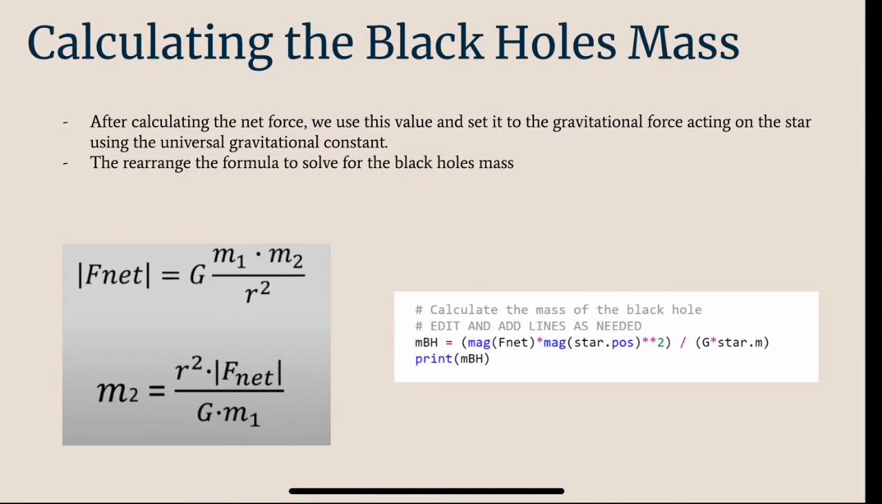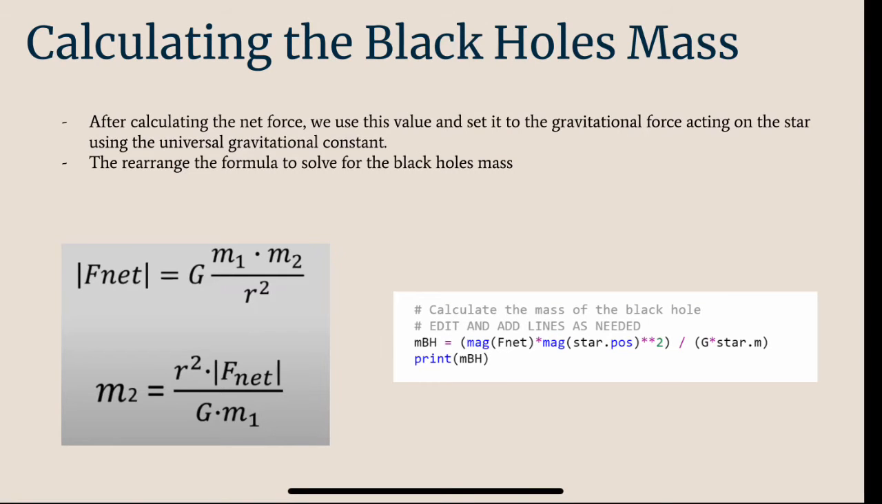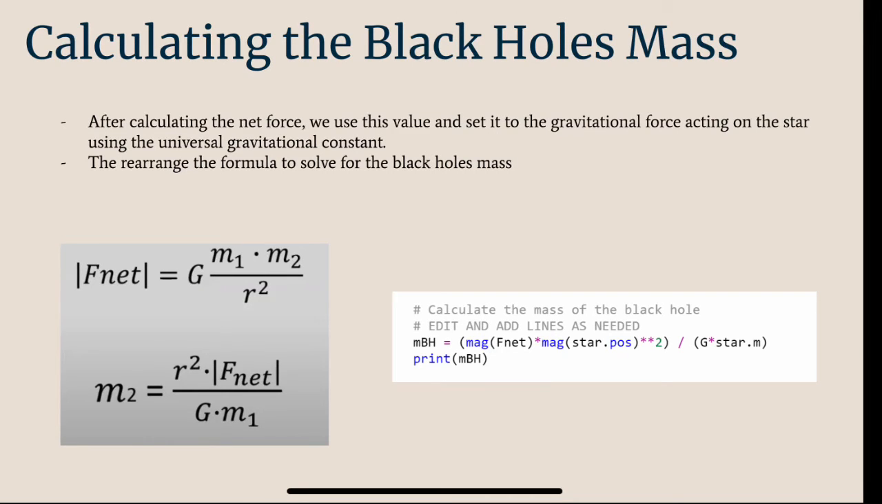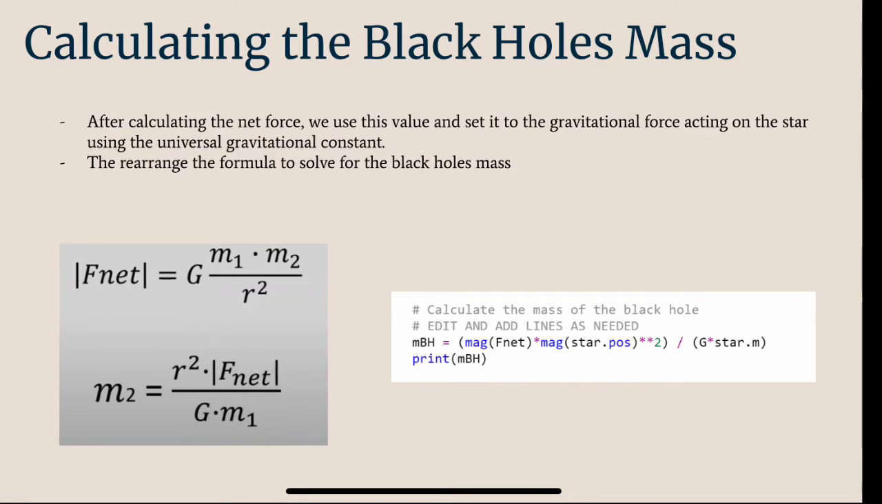After calculating the net force, we use this value and set it equal to the gravitational force acting on the star using the universal gravitational constant. Then we rearrange the formula to solve for the black hole's mass. As you can see in the bottom images, to the left you have more of the arithmetic idea of what we'll be doing for the calculation, and on the right is the coding aspect of the calculation.